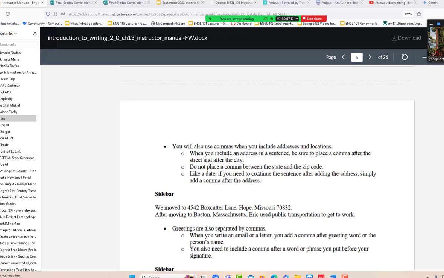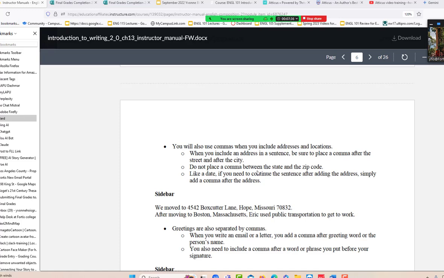Like a date, if you need to continue the sentence after adding the address, simply add a comma after the address. We moved to 4542 Box Cutter Lane, Hope, Missouri 70832. After moving to Boston, Massachusetts, Eric used public transportation to get to work.